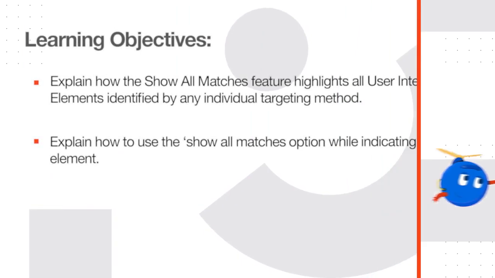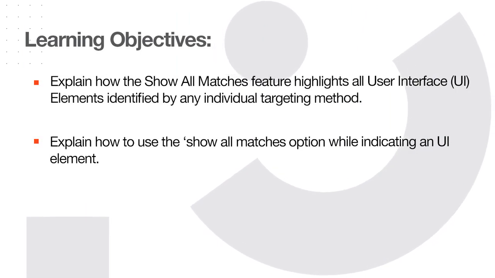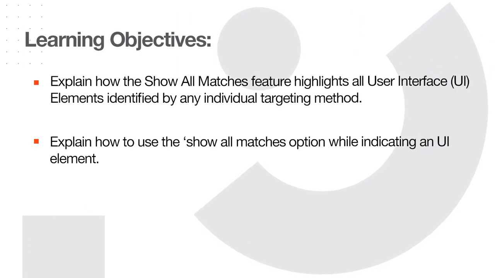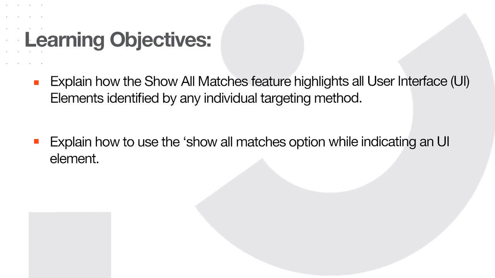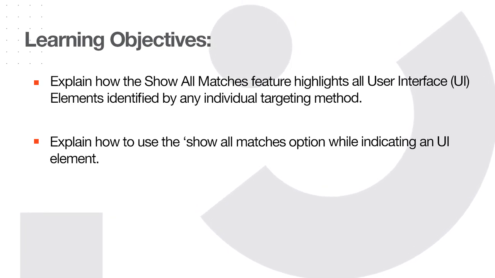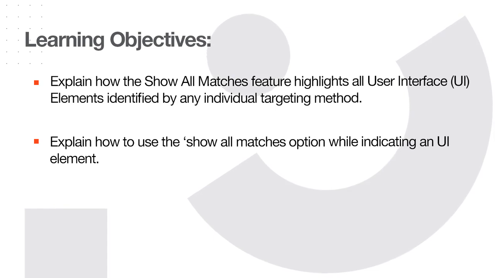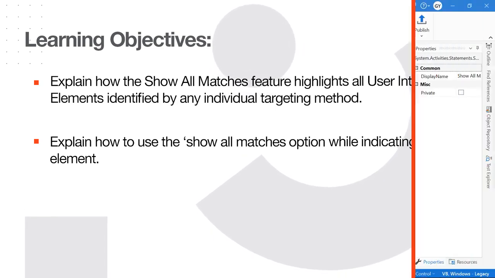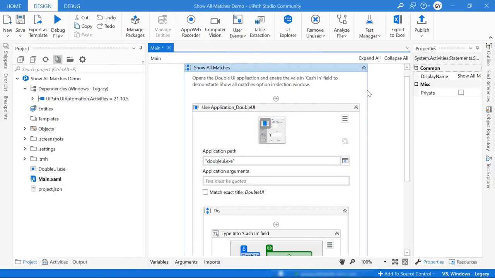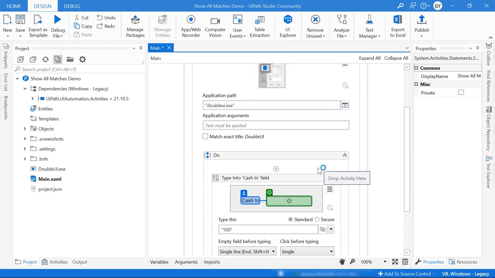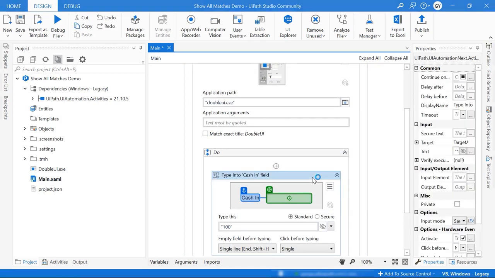In this demo, we'll see how the Show All Matches feature highlights all user interface, or UI, elements identified by any individual targeting method. Explain how to use the Show All Matches option while indicating a UI element. We'll use the existing workflow, which opens the Double UI app and types into the Cache In field. Here we'll be editing the Type Into activity for the Cache In field to demonstrate Show All Matches.